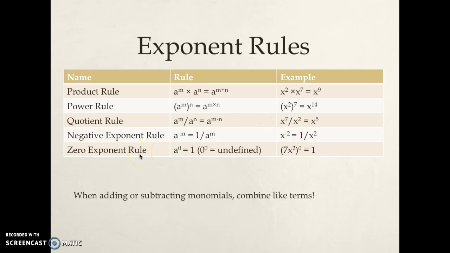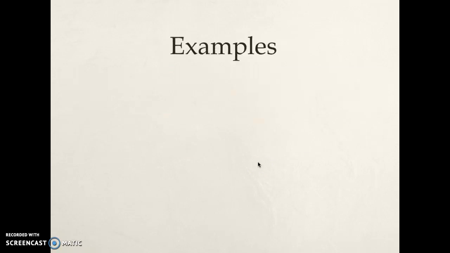Here's the zero exponent rule. We have a to the 0 power equals 1, and 0 to the 0 is undefined. So if we have 7x squared to the 0 power, as in our example, that's going to equal 1. When adding or subtracting monomials, always remember to combine like terms.